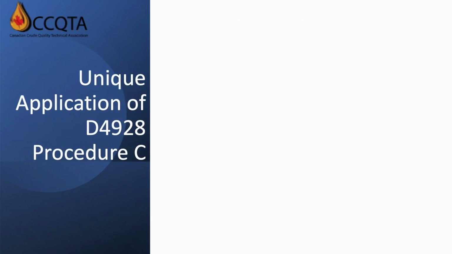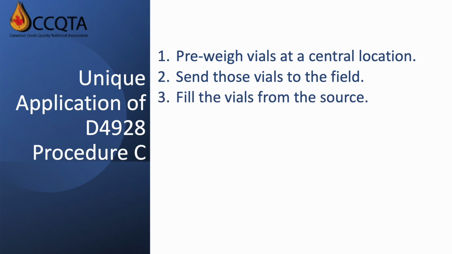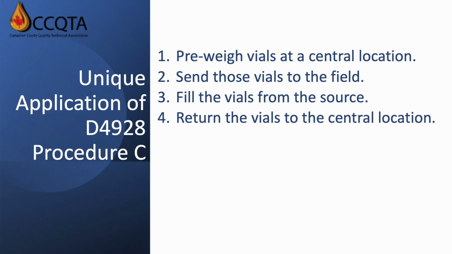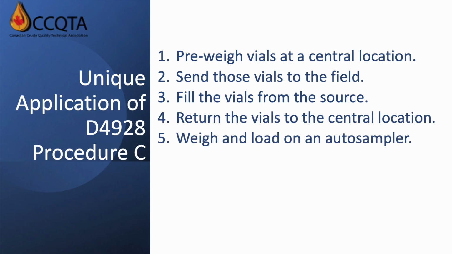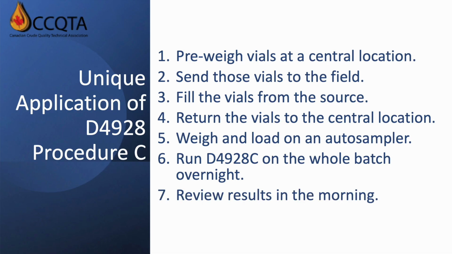D4928 Procedure C was developed with a unique process flow in mind. First, pre-weigh a septum vial at a central location, say a field or a commercial lab. Send those vials to various locations where custody transfer samples are currently collected in bottles or cans. Fill the vials in duplicate from the source during truck offload or from a treater or a tank, etc. And then return those vials to the central location. Weigh the full vials and load them into an autosampler. Perform D4928C on the whole batch of samples overnight and come back the next morning and review the results.